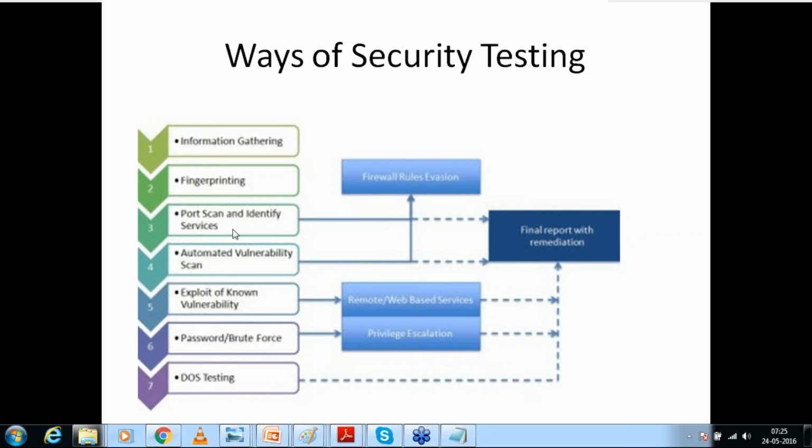The third one will be the port scan or identifying services. So if you take any web application, your system will have multiple connections. Just like on a network, your server will have multiple connections using the ports, right? So if you know where this server is, what the host IP address is and the port where it is stored, there's every possibility of gaining access to that.